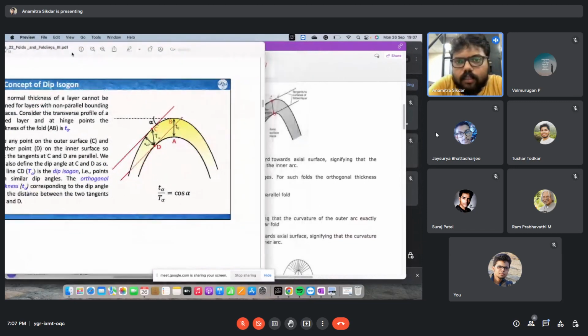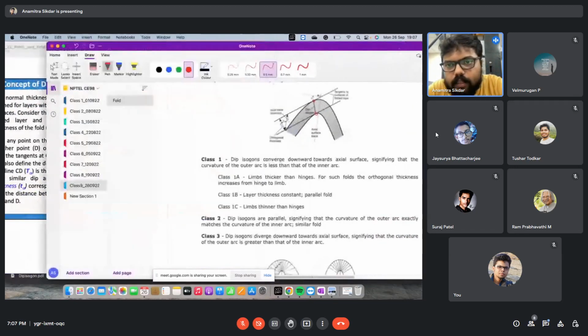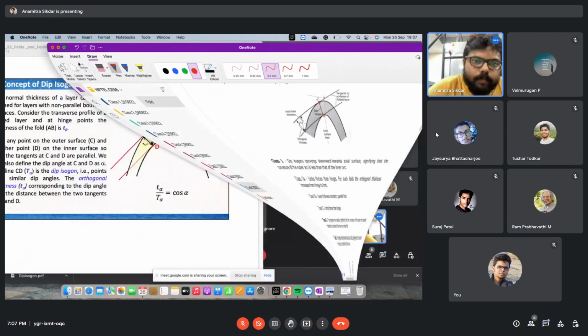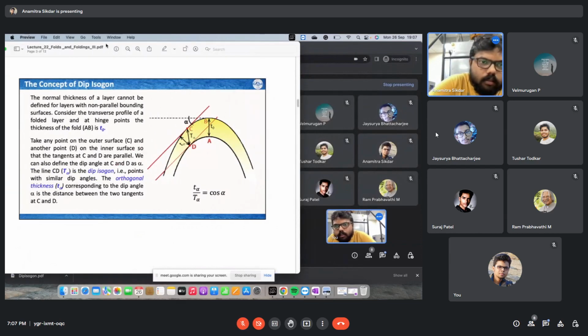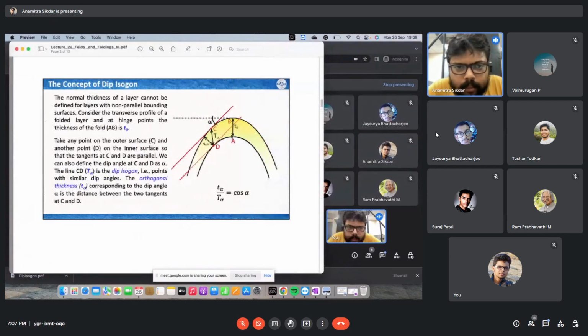But if the fold is curved like this one, if the axial plane is a little bit curved like this one, if you just tilt the axial plane, what you will see is that this T alpha is basically the axial trace thickness, right? So this is axial trace thickness. So this T alpha is this one, this axial trace thickness, T0. So here these things are differently defined that I can see, right? So it is written that T alpha is the dip isogon. Yes.